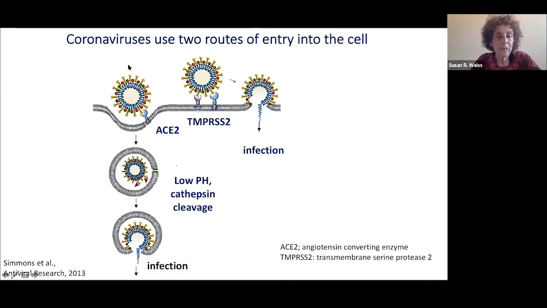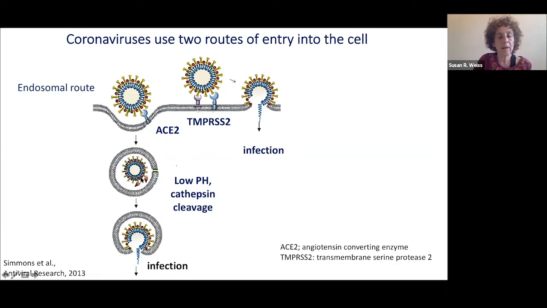By the first route, which is called the endosomal route, the spike protein attaches to its receptor, which in the case of SARS-CoV-2, again, is ACE2, angiotensin converting enzyme. It is then endocytosed into the cell, into an endosome shown here. The next thing that happens is the spike protein mediates a fusion event so that the viral membrane fuses with this endosomal membrane, and the nucleocapsid and RNA is released into the cytoplasm to begin the infection.